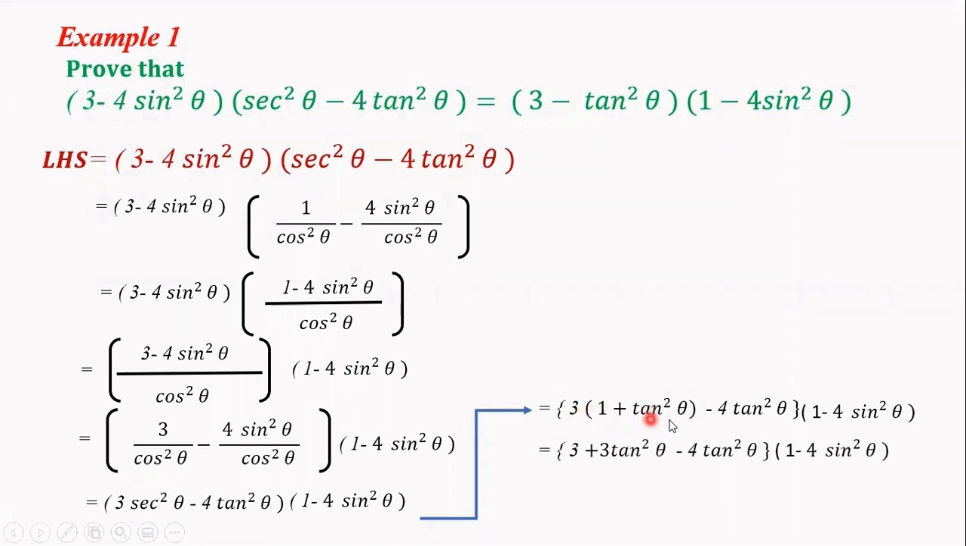This bracket is opened by multiplying by 3. 3 ones are 3 and 3 tan square theta is here. The rest of the thing is the same. Now on simplification, we have 3 minus tan square theta. This 3 tan square theta and minus 4 tan square theta get subtracted, and the second bracket is the same, which is the right hand side. Hence, this identity is proved.